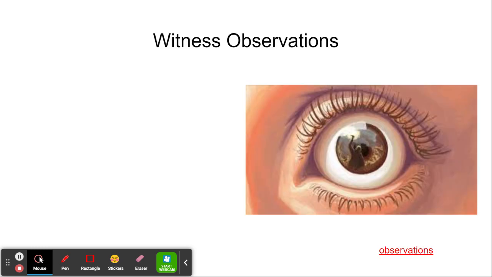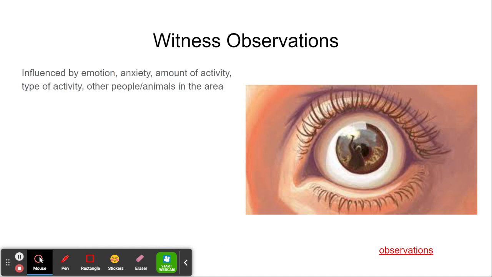All right. When we talk about witness observations, in terms of gathering information from witnesses, there are lots of different things that can influence the reliability of witness information. Our emotions are a big part of that. When we are in an extremely stressful situation, we miss a lot of stuff. And I can give you an example.